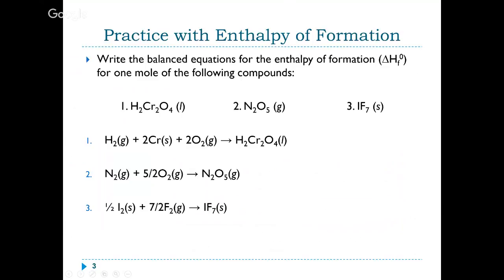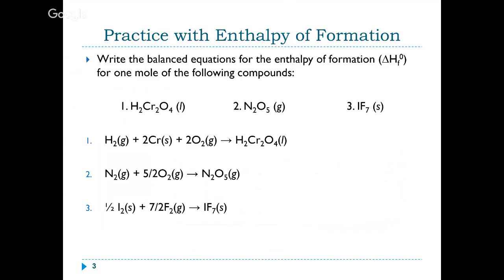How about if I want to make iodine heptafluoride as a solid? Well, I need 1 iodine and 7 fluorines. Iodine is a diatomic. It exists as a solid in its elemental form. So 1/2 times 2 is 1. And then since I need 7 fluorines, fluorine is a diatomic gas as well. So 7/2 times 2 gives me 7. And now I've made 1 mole of this compound.